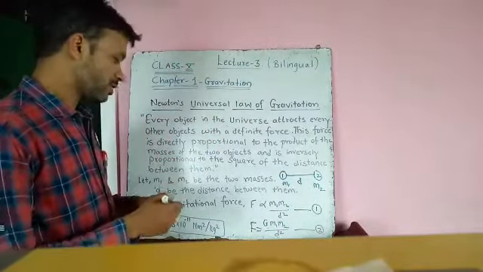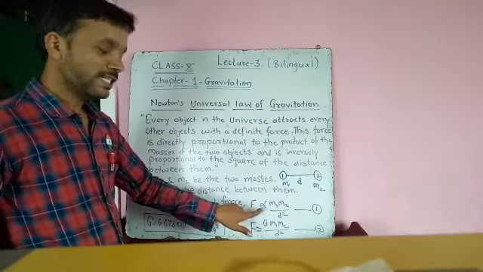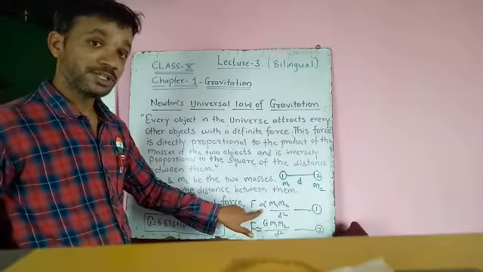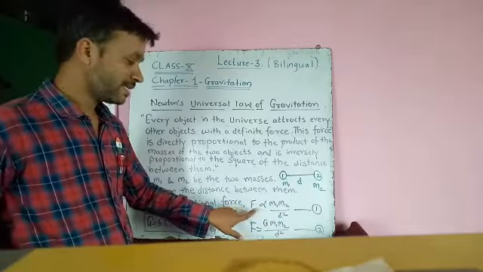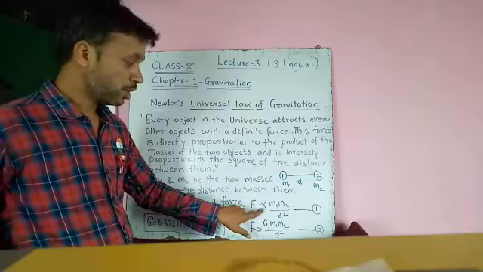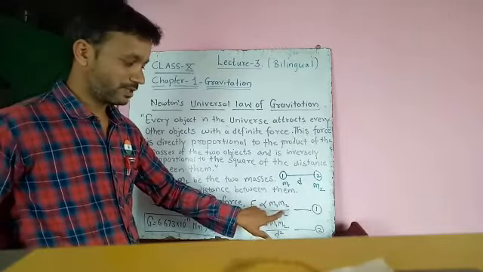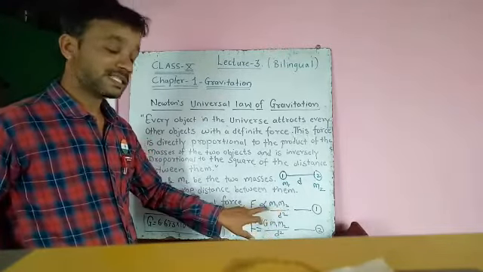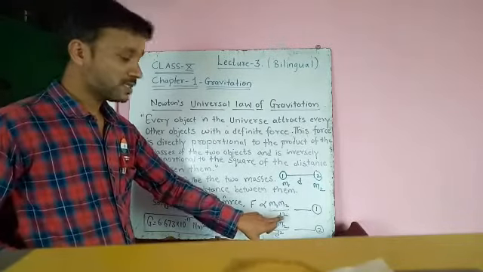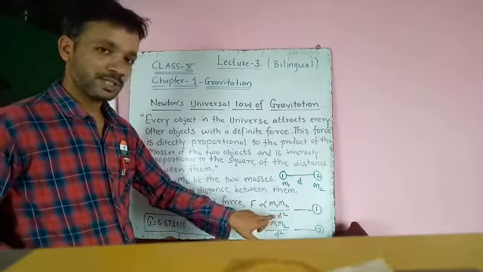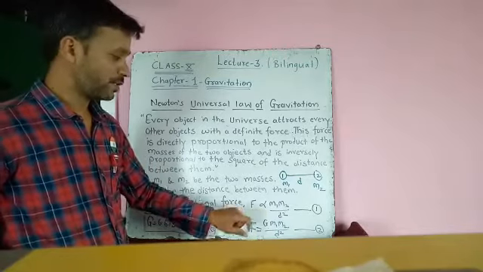So according to this law, the gravitational force F is directly proportional. This symbol is used to represent proportionality. So we can read it as F is directly proportional to the product, that is the multiplication, of the two masses m1 and m2, and this force is inversely proportional, that is 1 upon the square of the distance, that is the square of d. So this is the universal law of gravitation.